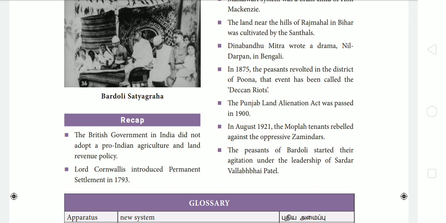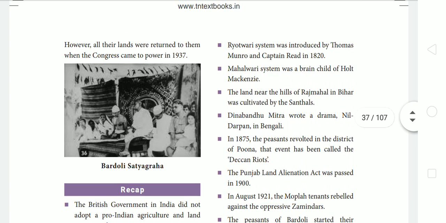The permanent settlement was introduced by Lord Cornwallis in the year 1793. Then the Ryotwari system was introduced by Thomas Munro and Captain Reid in 1820. Then the Mahalwari system was a brainchild of Holt Mackenzie. The land near the hills of Rajmahal in Bihar was cultivated by Santals. Then Dinabandhu Mitra wrote a drama, Nil Darpan, in Bengali.